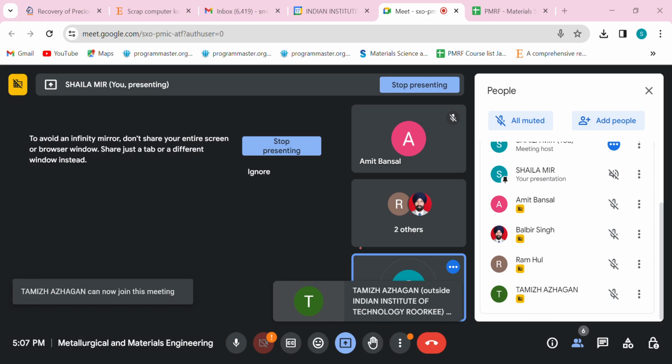Anybody can try to attempt it. For an N-type semiconductor, we are actually making a doping of pentavalent atoms. So option B is right. Pentavalent elements are added to make it an N-type semiconductor.